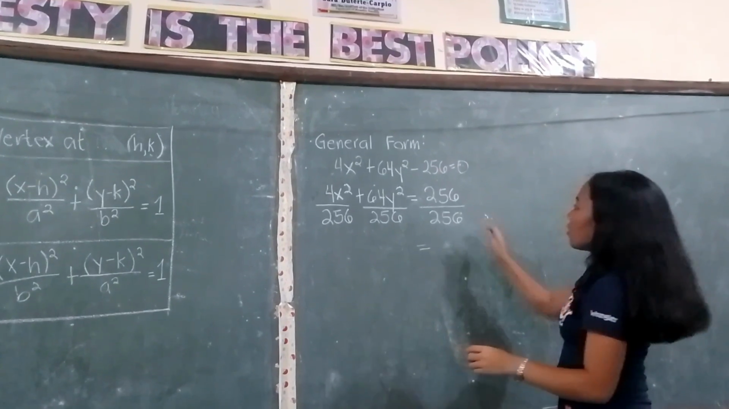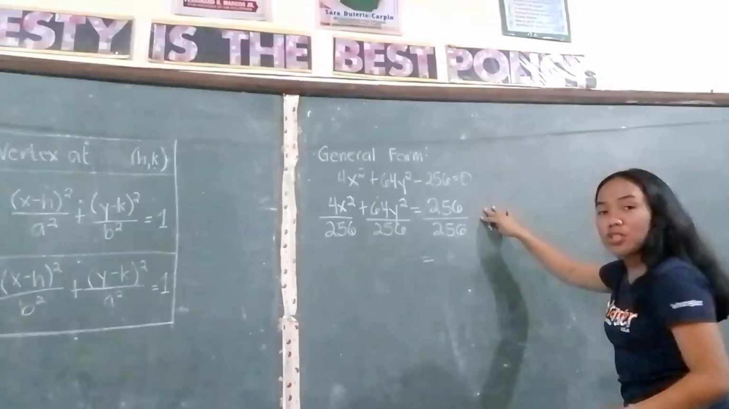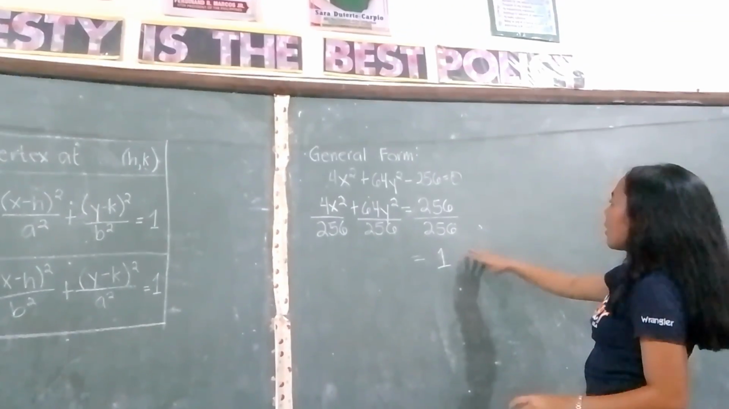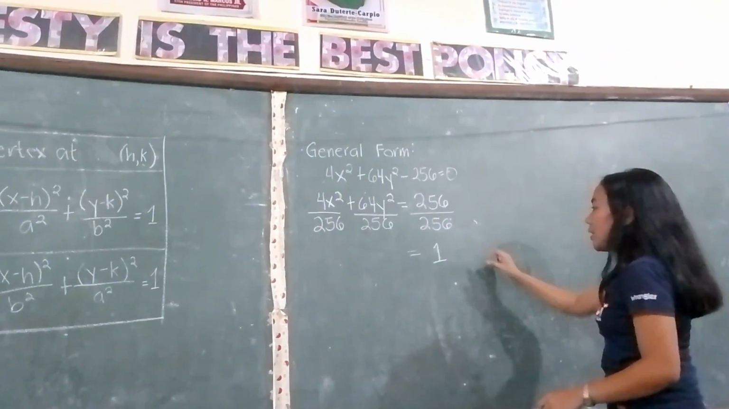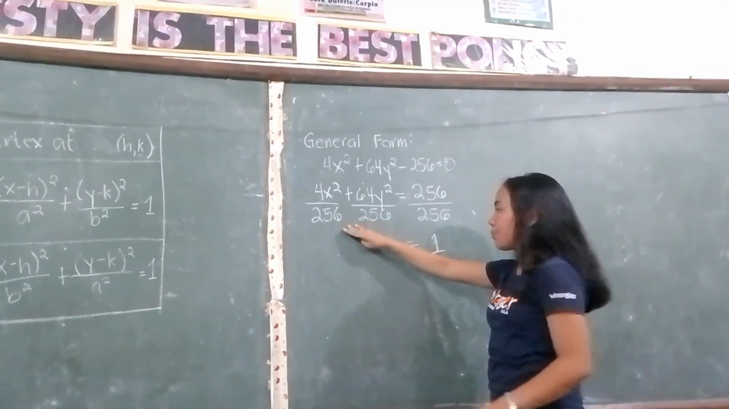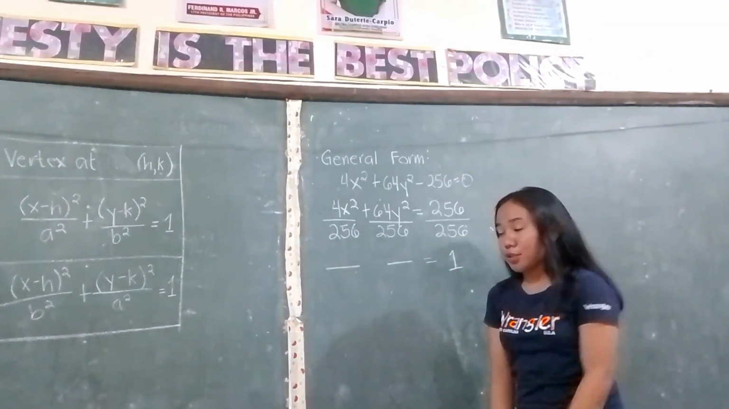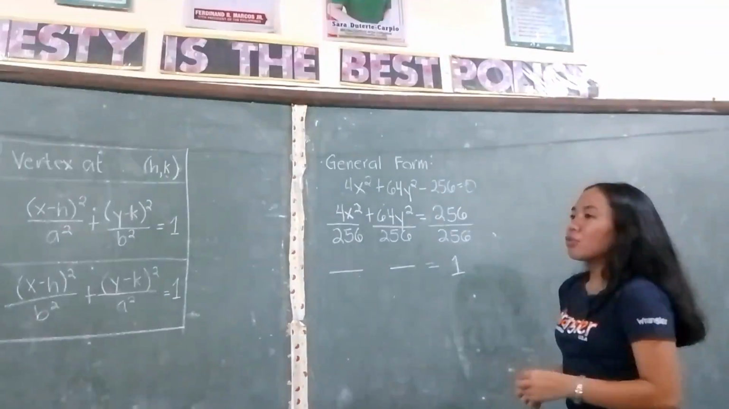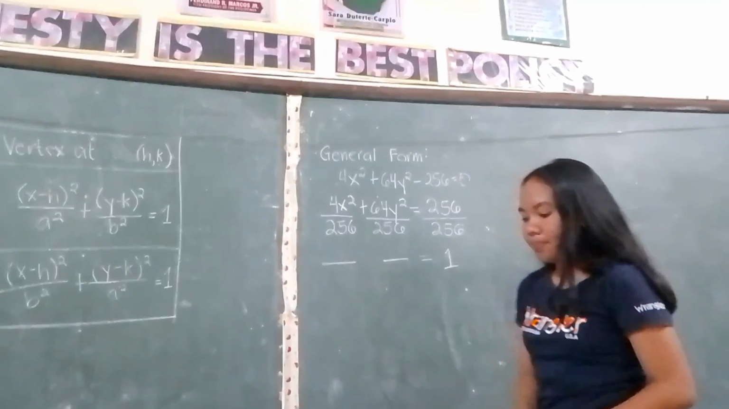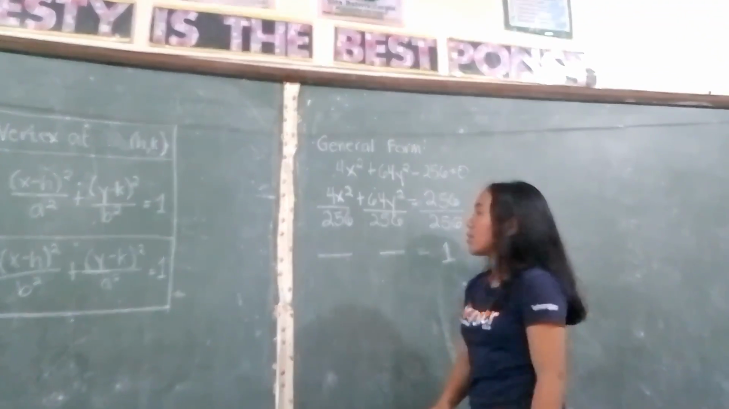Therefore, we have this result which is equal to 1. So it is near to the standard form which is equal to 1, and we need to solve this. So we have to simplify it to its lowest term.